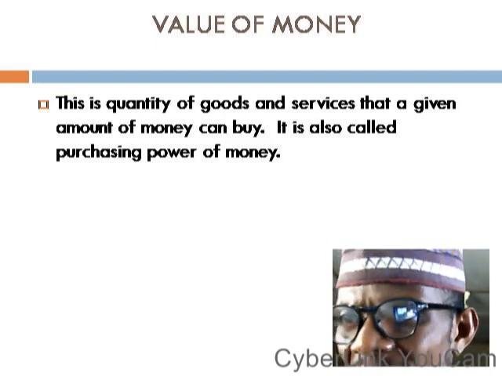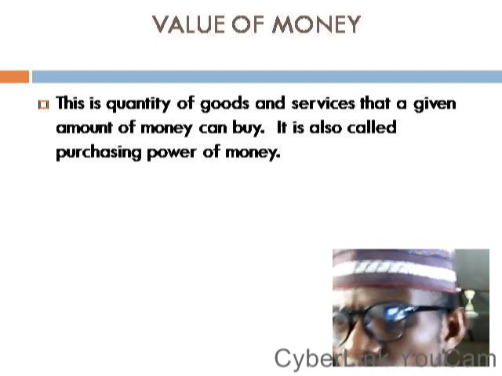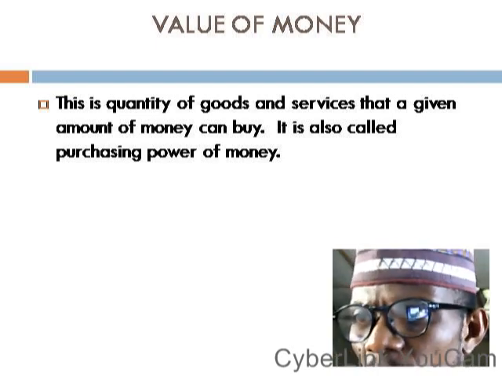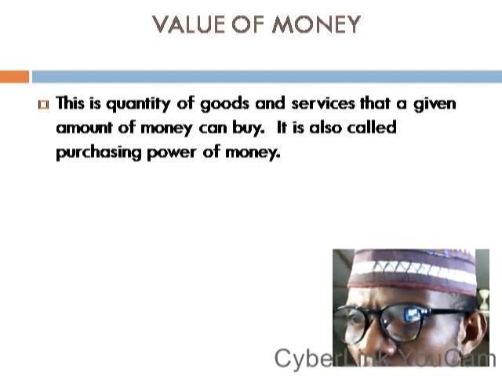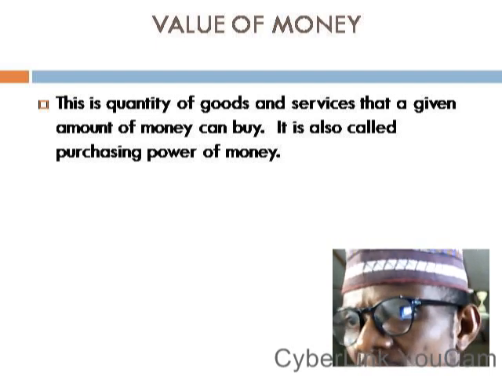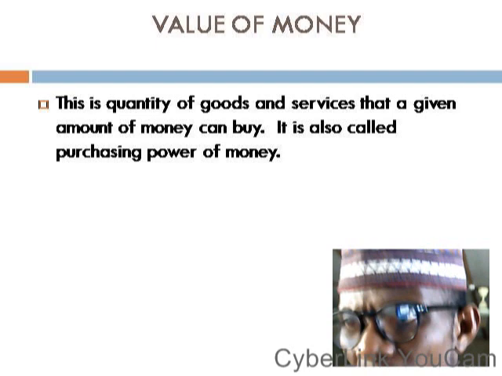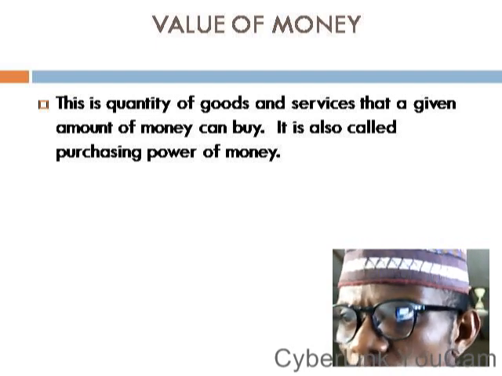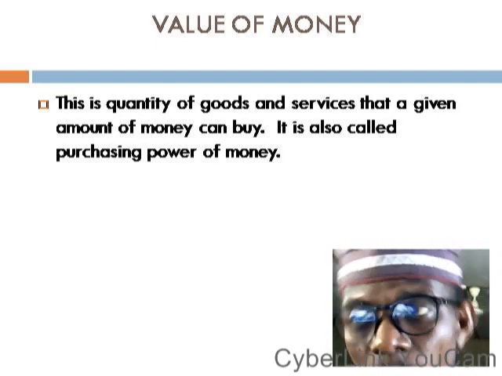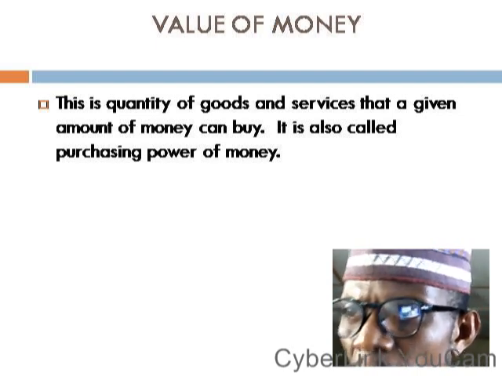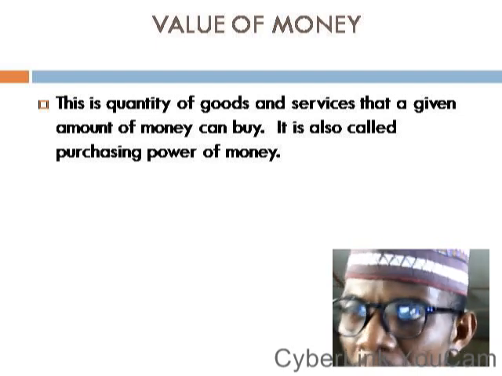When the money you have at hand is buying less than what you bought yesterday, you say the value of that money has depreciated, and that's what you call the value of money. The value of money is determined by what that money can buy. It is also called the purchasing power of money. That purchasing power is what the money has power to buy in the market.